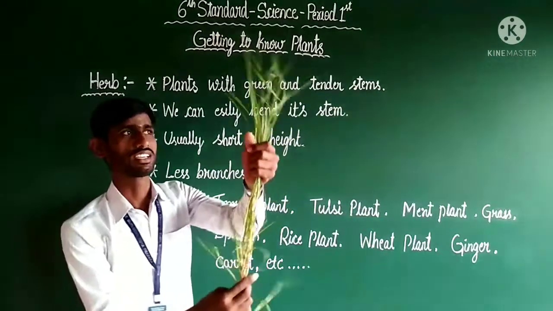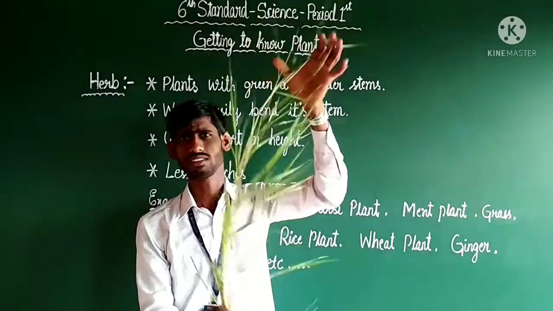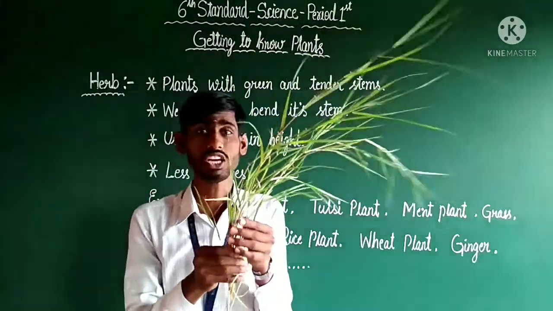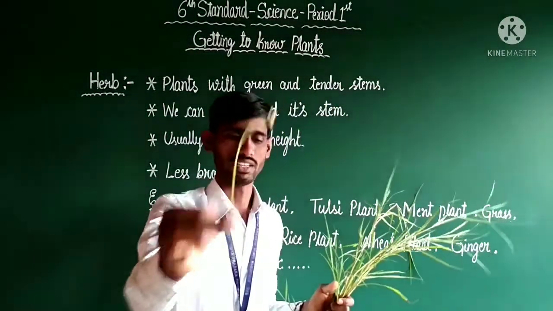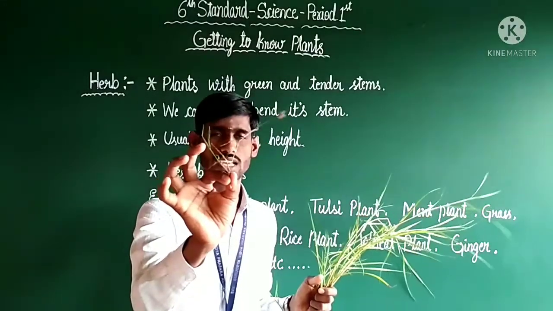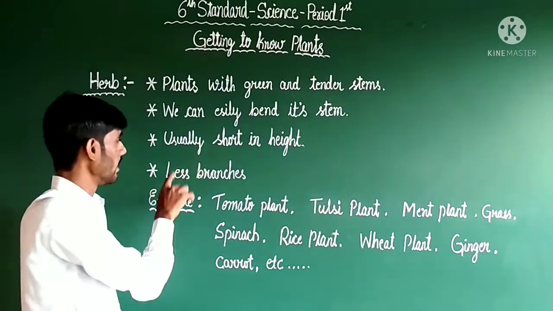Observe here. This is the final height. Maximum 70 to 80 centimeters. It has less height, I mean very short height. And this is the final height. This is the grass. It has completed its height. So short height and also fewer branches.